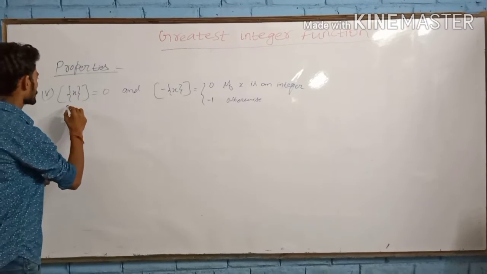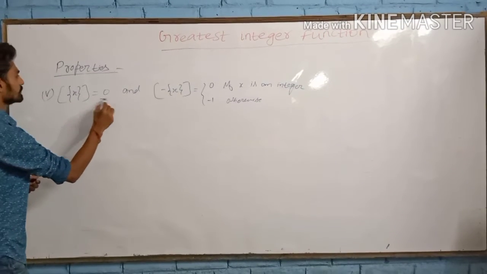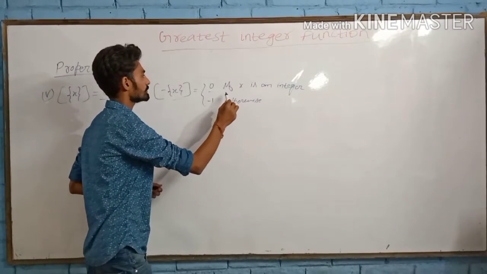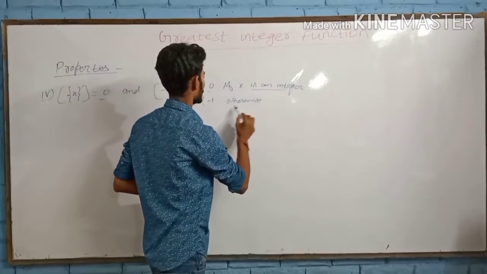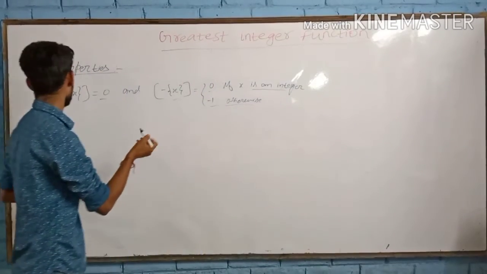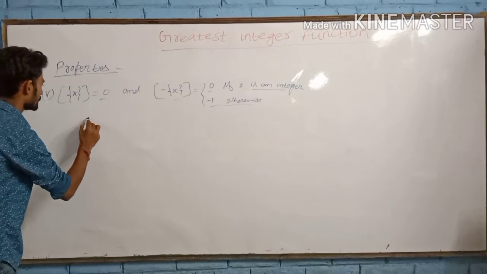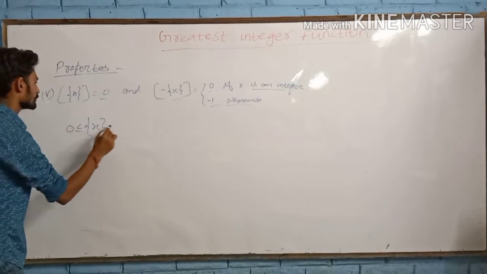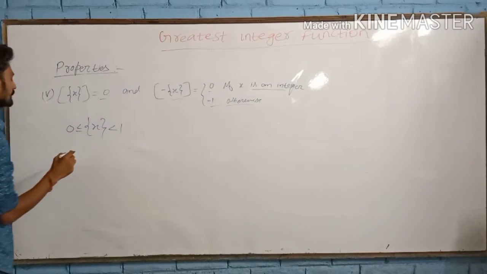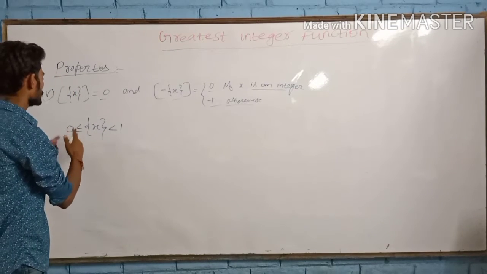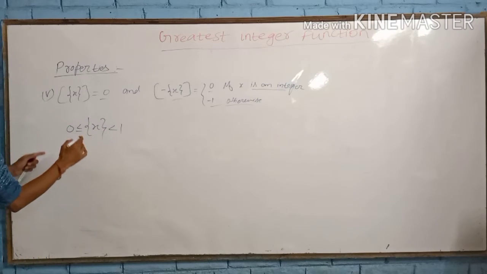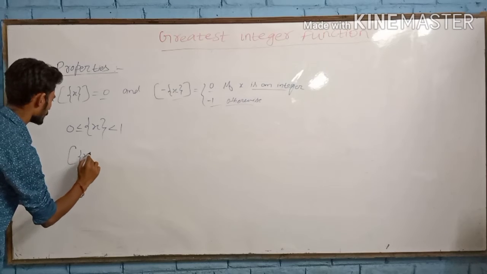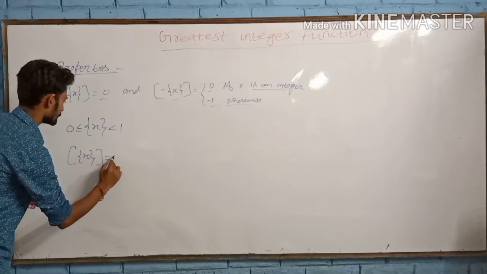Now I am going to discuss that ⌊{x}⌋ is 0 and ⌊−{x}⌋ is 0 if x is an integer, otherwise it is minus 1. As we discussed earlier, the fractional part of x is greater than or equal to 0 and less than 1. So for any number that lies between 0 and 1, its floor is always 0. So ⌊{x}⌋ is equal to 0.